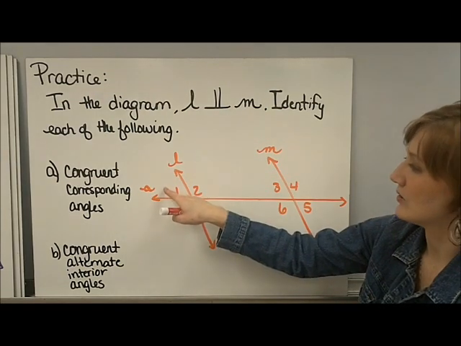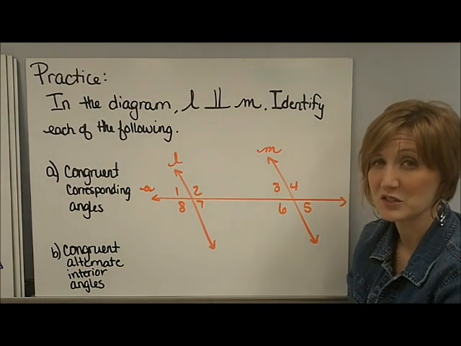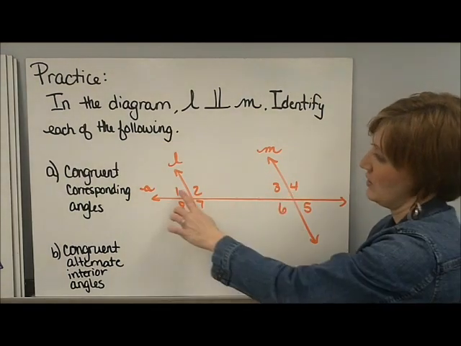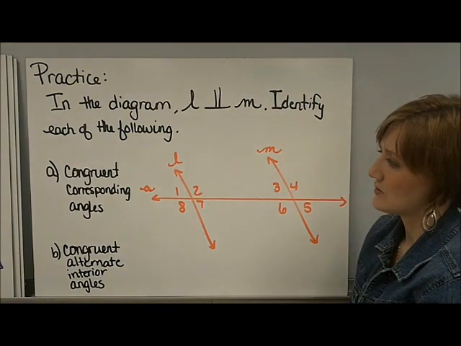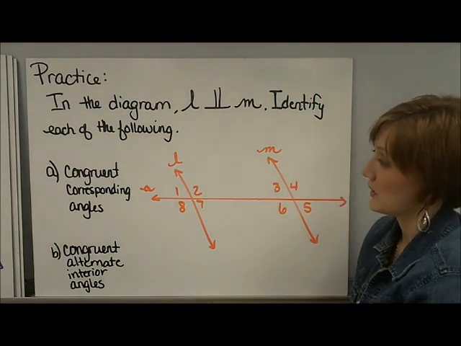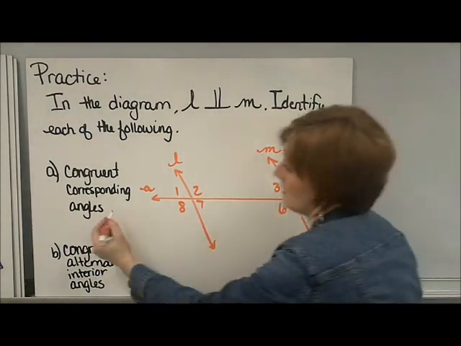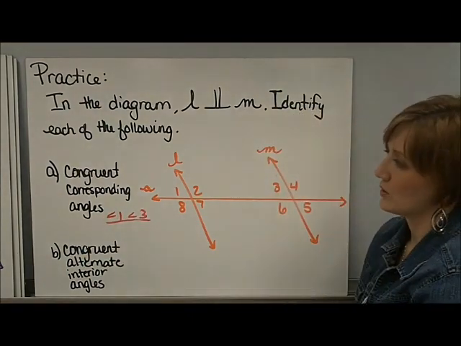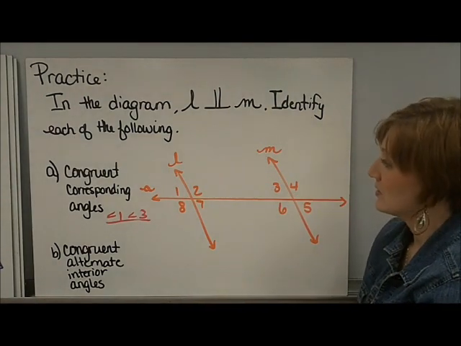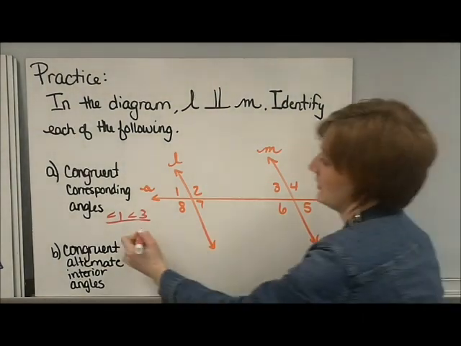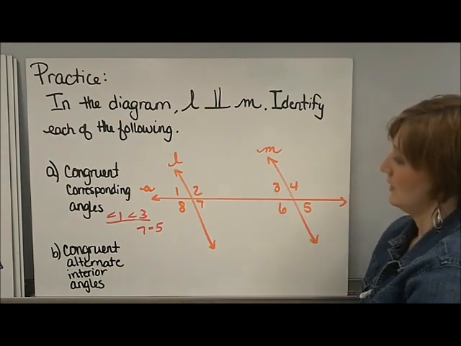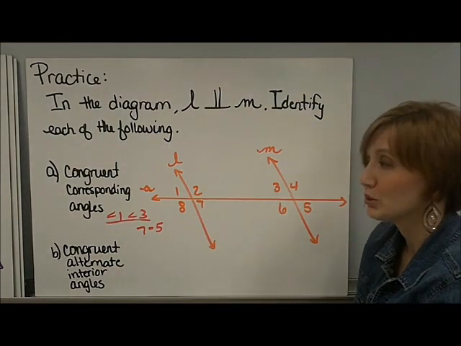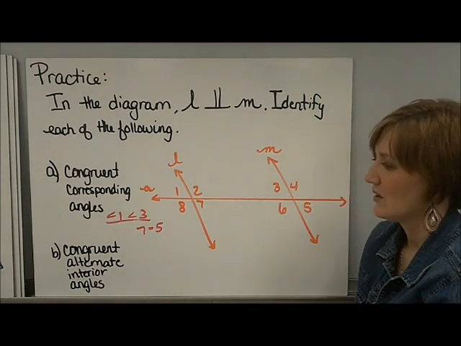Congruent corresponding angles, you can actually see when the lines are parallel. It's pretty easy because you can see that this measurement and this measurement are about the same. And so yes, one set of congruent corresponding angles would be 1 and 3. So angle 1 and angle 3 are a set of congruent corresponding angles. Another would be 7 and 5. Another would be 8 and 6, and 2 and 4. That's all the congruent corresponding angles.